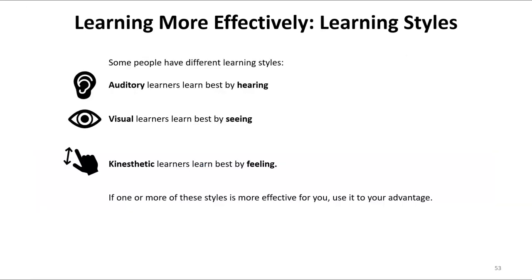When figuring out how to learn more effectively, also pay attention to learning styles. Some people have different learning styles. Auditory learners learn best by hearing, visual learners learn best by seeing, kinesthetic learners learn best by feeling. If you find that one or more of these styles is more effective for you, use it to your advantage. Try to do more of your learning in the style that works best for you.